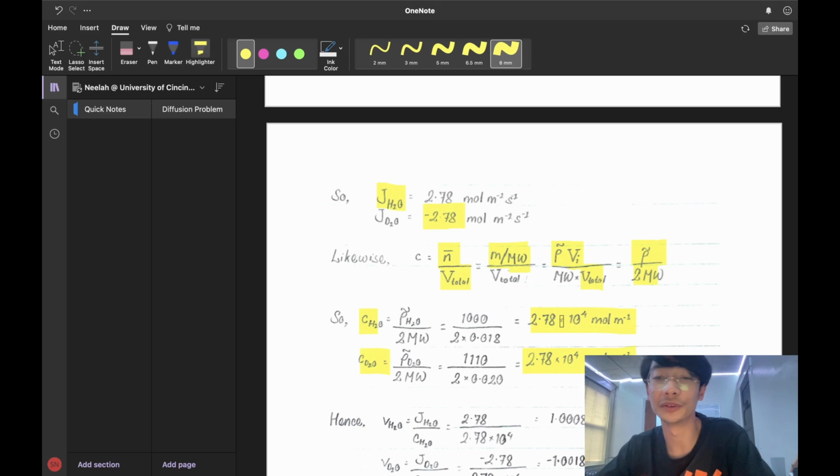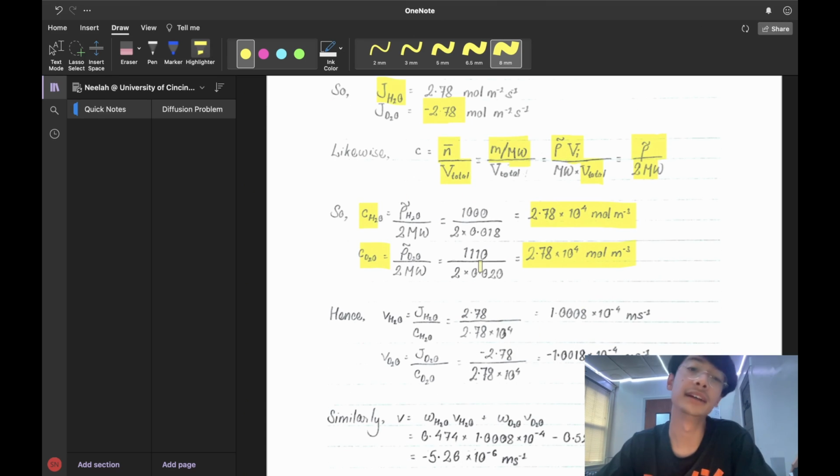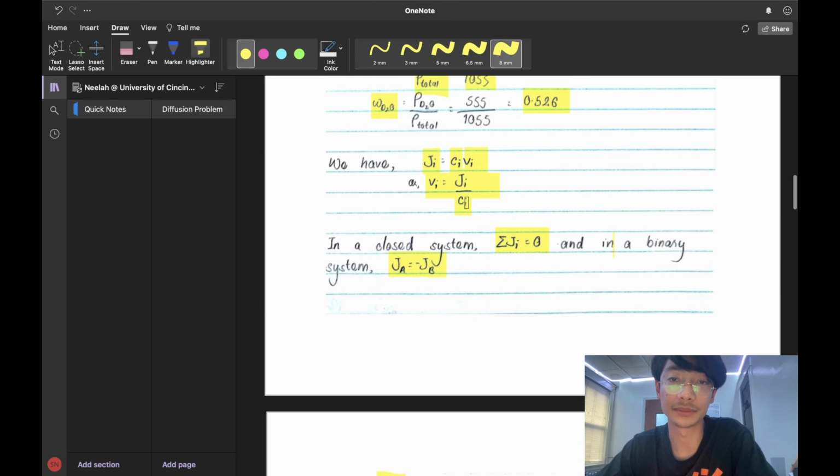They're kind of unequal, but I didn't include all of the decimal numbers, so that's why they seem to be equal, but they're very close to being equal, but they're not exactly. So now that we have the individual molar concentrations of both the components, we can calculate the mass average velocity by the expression right here. We have both the diffusion fluxes and the molar concentrations.